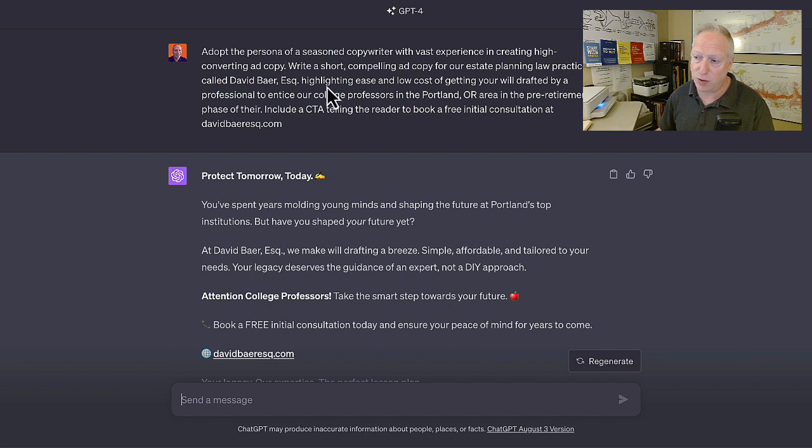But there you go. So it was a fairly straightforward initial prompt where I was talking about what the service in this case is, highlighting a specific benefit, and then telling them who we're writing this for so that it personalizes it in a certain way, and then what they should do next by including a call to action.